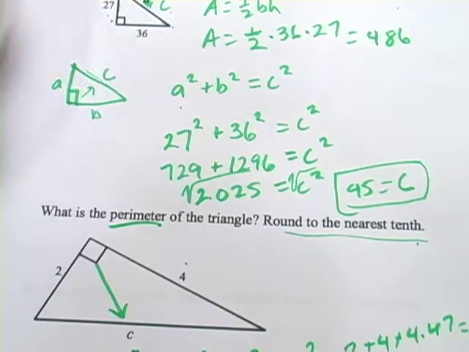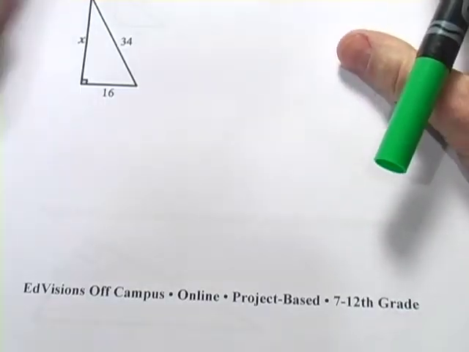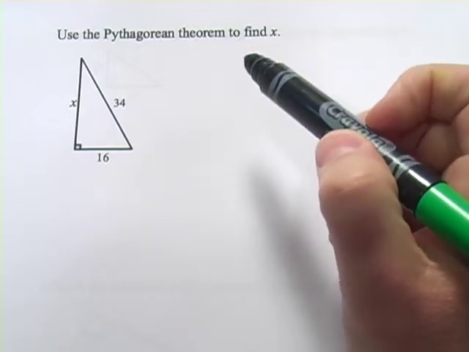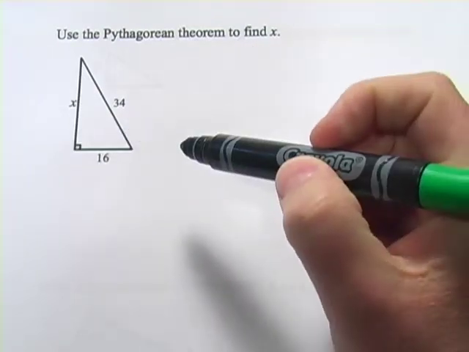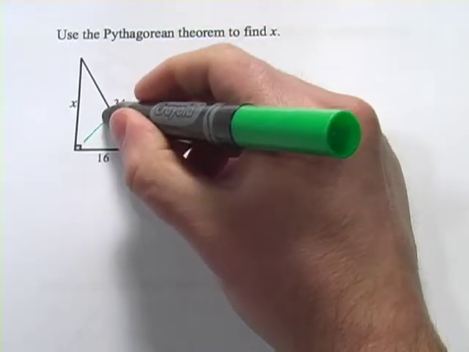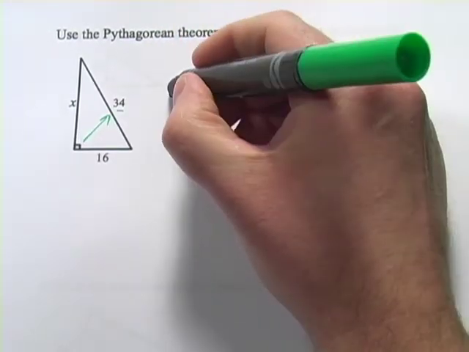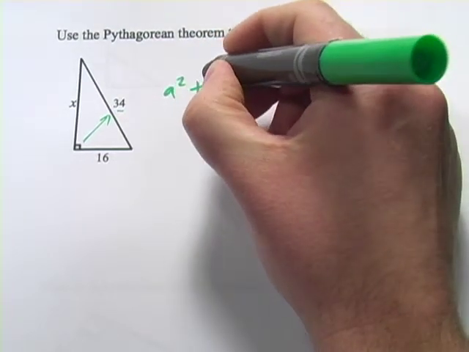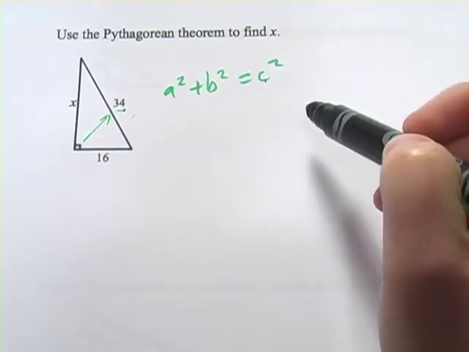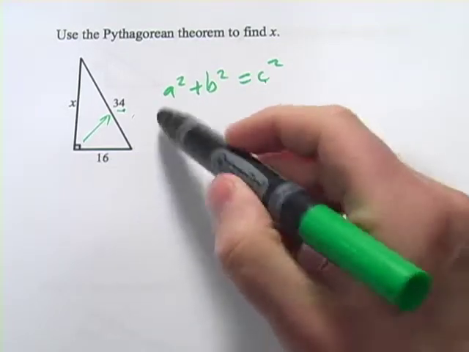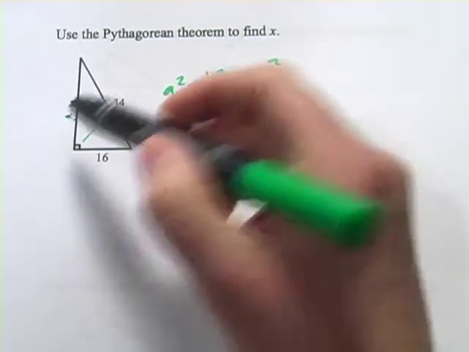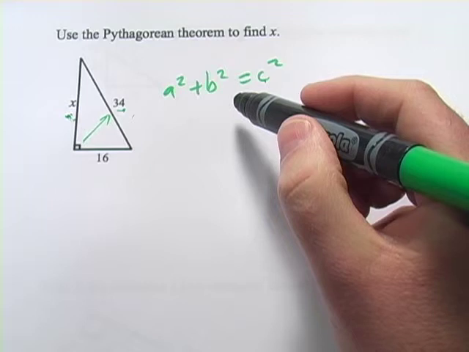Let's try one more. All right, now this is a tricky one because we want to use the Pythagorean theorem to find x over here, and x is not the hypotenuse. The hypotenuse is this one. It's opposite the right angle. So when I put out my theorem here, a squared plus b squared equals c squared, I'm actually going to put a 34 in here for c. I can put the 16 in either for a or b, it doesn't really matter. I think I'm going to put it in for a. And then this value here, I'm just going to leave as b.